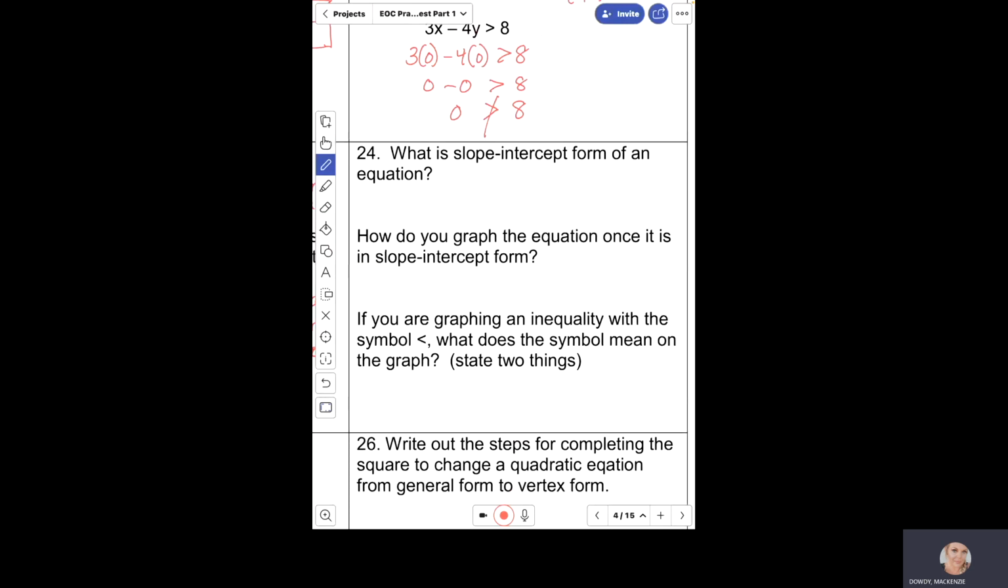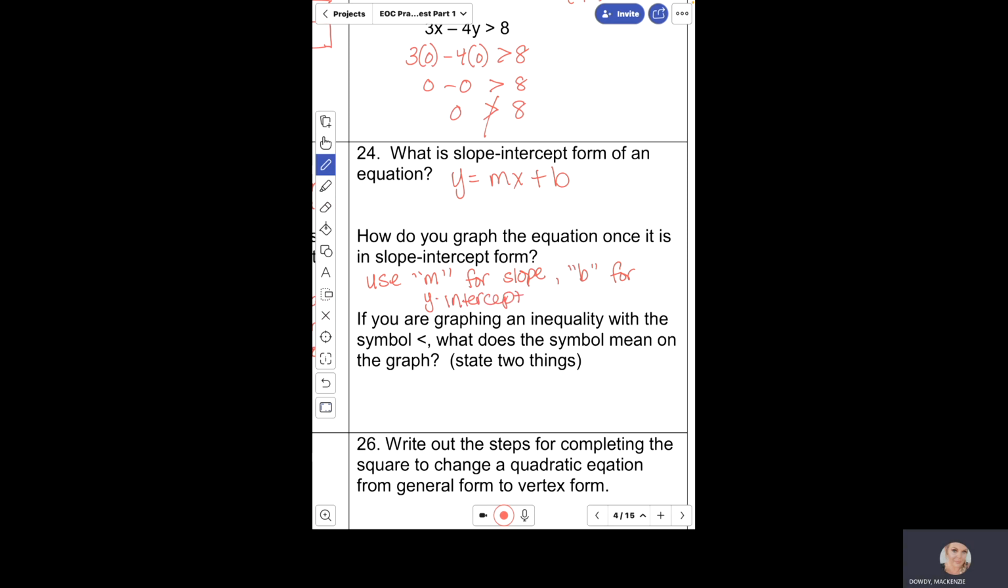Number 24, what is slope-intercept form of an equation? Or what is the equation of a line? Y equals mx plus b. How do you graph the equation once it is in slope-intercept form? Use m for slope, b for y-intercept.